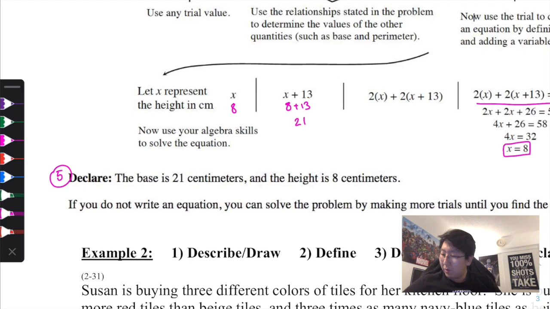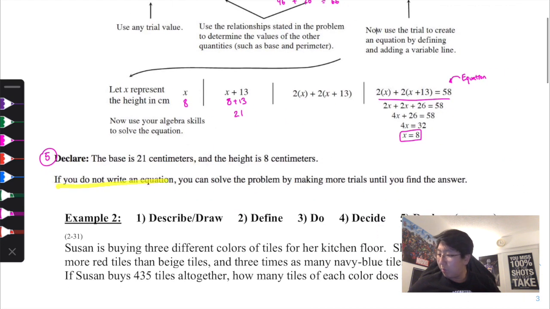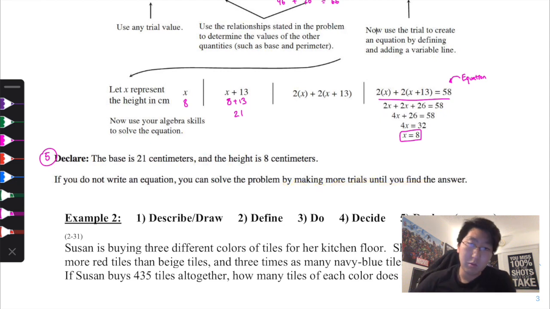So if you don't write an equation, you can solve the problem by making more trials until you find the answer. Now, hopefully you don't want to sit there and do trial after trial after trial. I hope you don't even want to do one trial. If you know that you can solve for it, why guess and guess and guess? So you take your pick. If you want to guess, go for it.